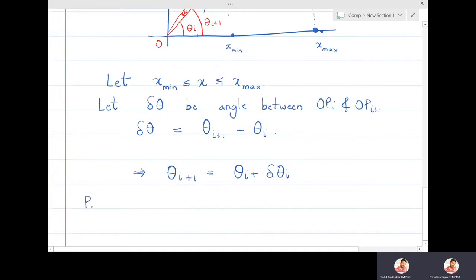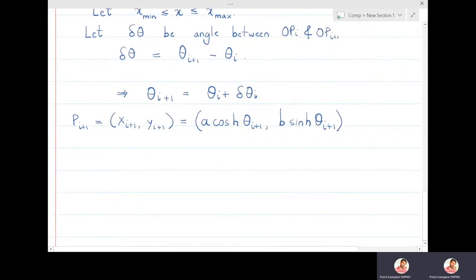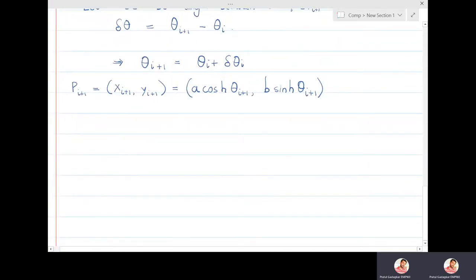Now the point Pi plus 1, which I'm going to denote by xi plus 1, yi plus 1, will be equal to a cos hyperbolic theta i plus 1, b sine hyperbolic theta i plus 1. But what is theta i plus 1? Theta i plus 1 is equal to theta i plus delta theta.